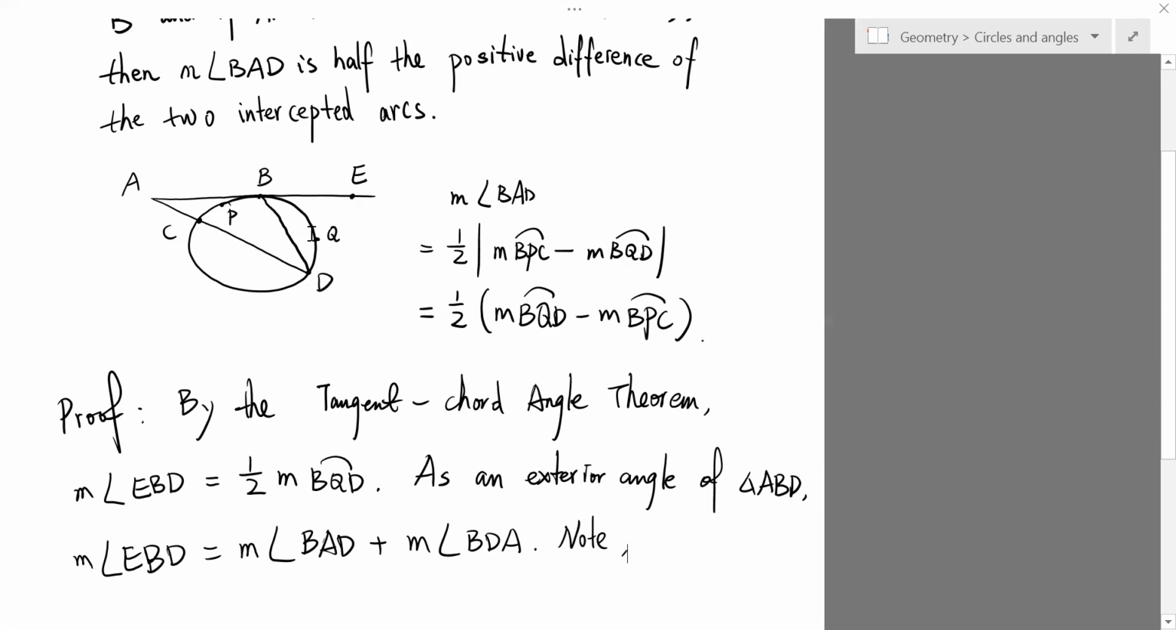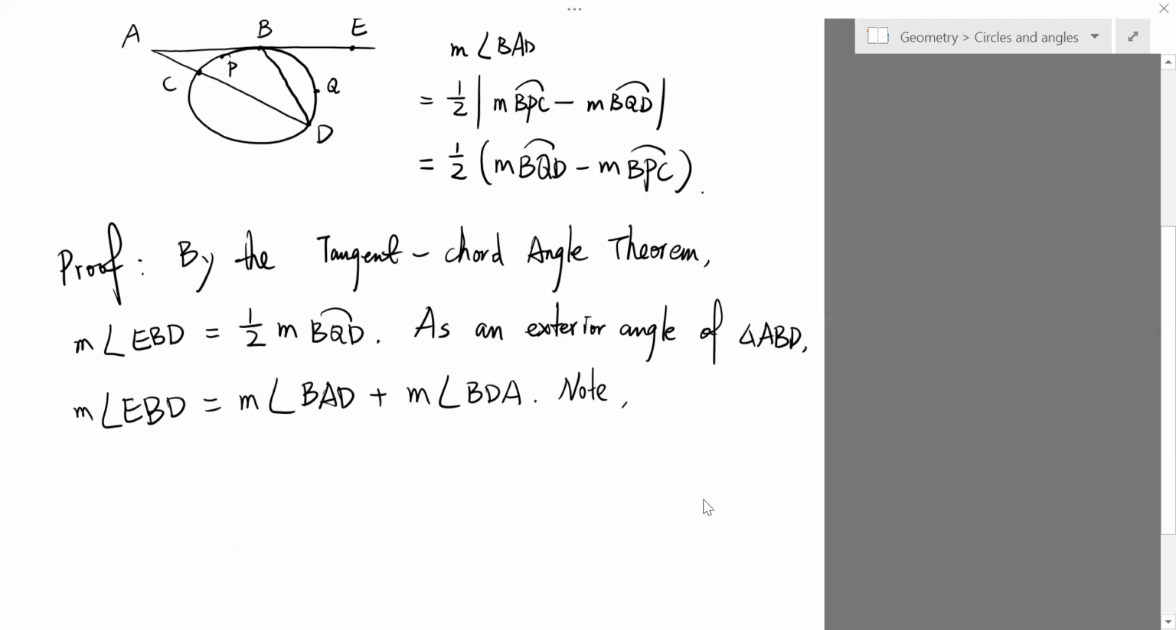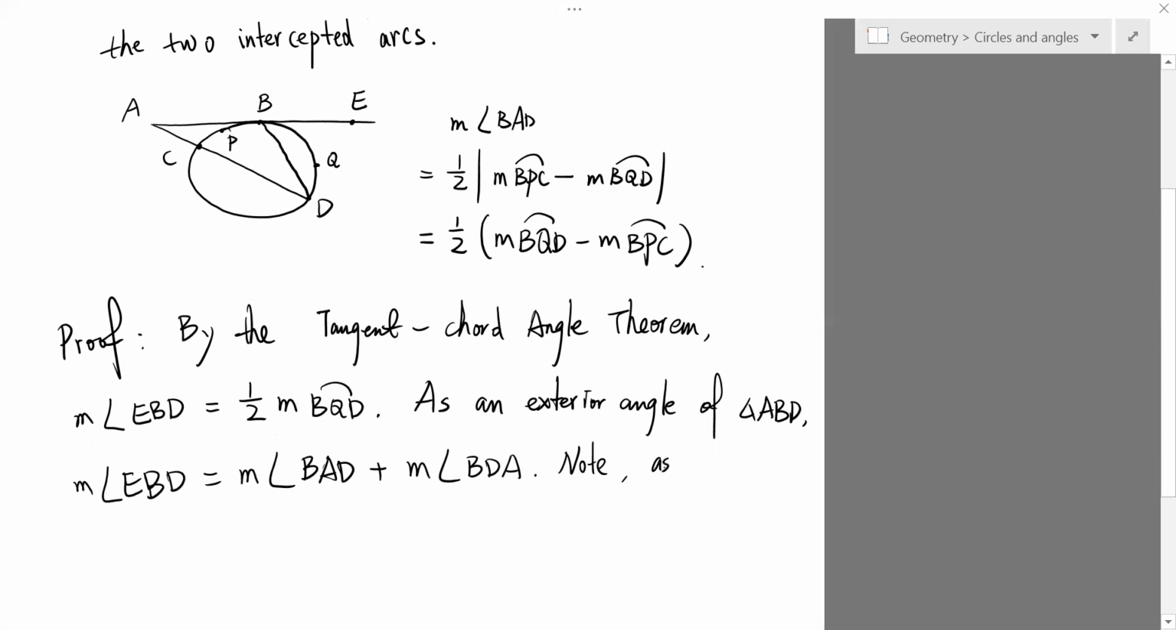Now note that the angle BDA is in fact an inscribed angle of this circle. So we observe that as an inscribed angle, the measure of BDA is equal to 1/2 the measure of the arc that is being intercepted. Namely, it's going to be 1/2 the measure of the arc BPC.